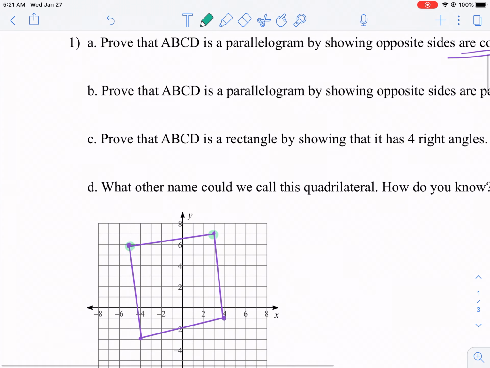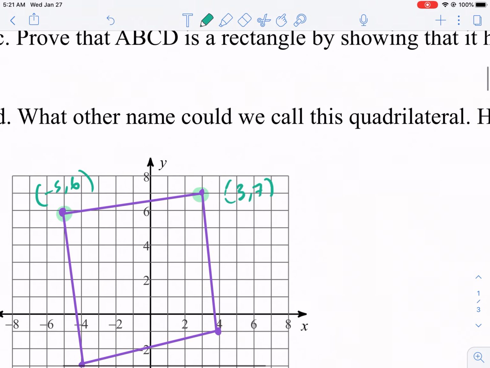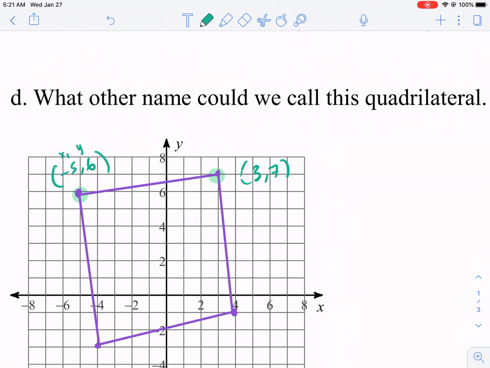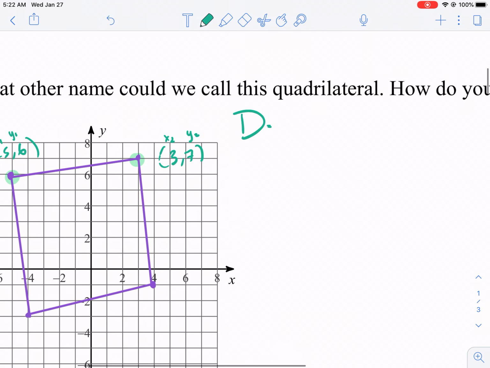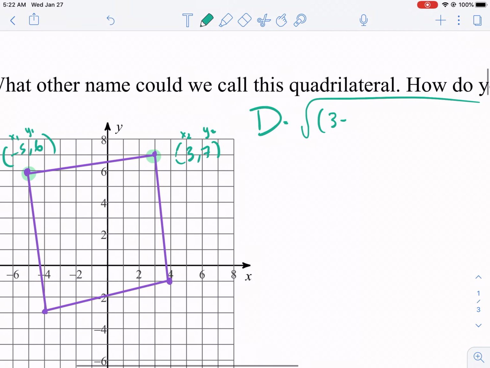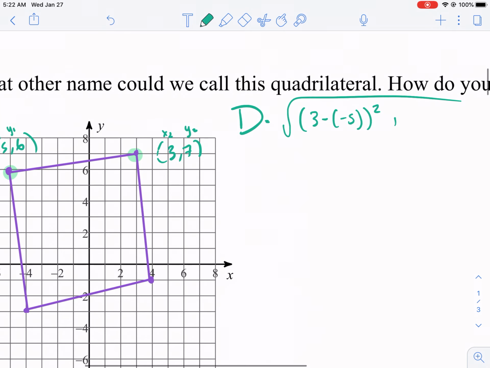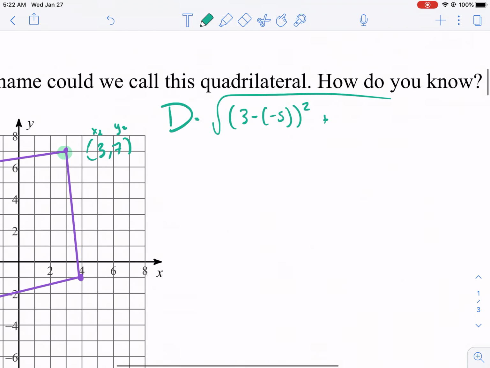Okay, so this is the point -5, 6, and this is the point 3, 7. So the first thing you've got to do is label it. If you remember back to distance formula, you have to label these points. And then we're going to plug it right into our distance formula. That is equal to your difference in x's. So I'm going to do x2 minus x1, minus the -5. Make sure you include the negative in parentheses, plus, and then we have 7 minus 6, quantity squared.